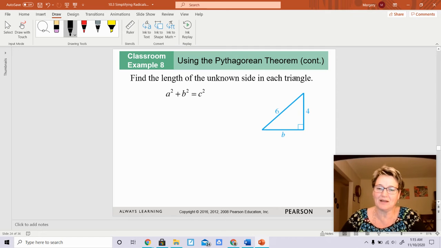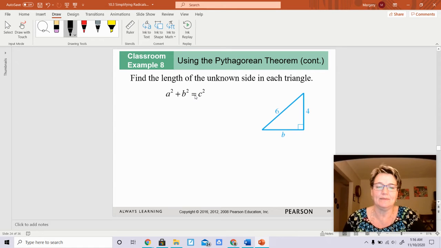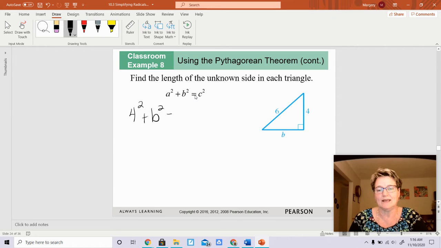We're still working on the Pythagorean theorem, and we're going to use a squared plus b squared equals c squared, where a and b are the legs of the right triangle and c is the hypotenuse. So in this case, let's say a is 4, and this is b, we don't know, and the hypotenuse is 6. So we're going to have 4 squared plus b squared equals c squared, which is 6 squared. 4 squared is 16 plus b squared equals 36.